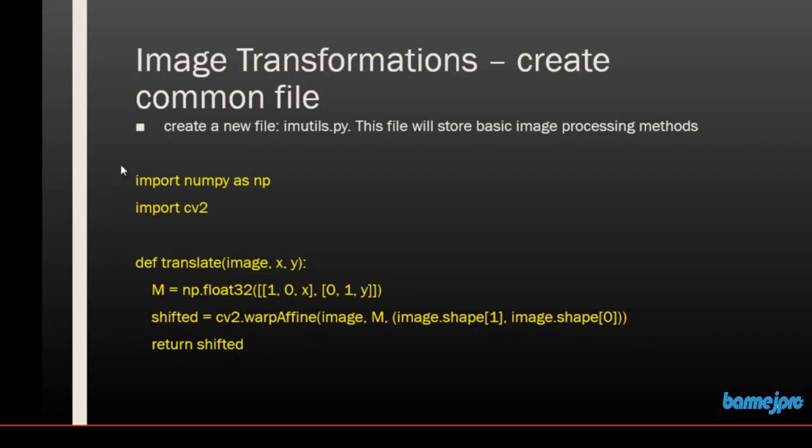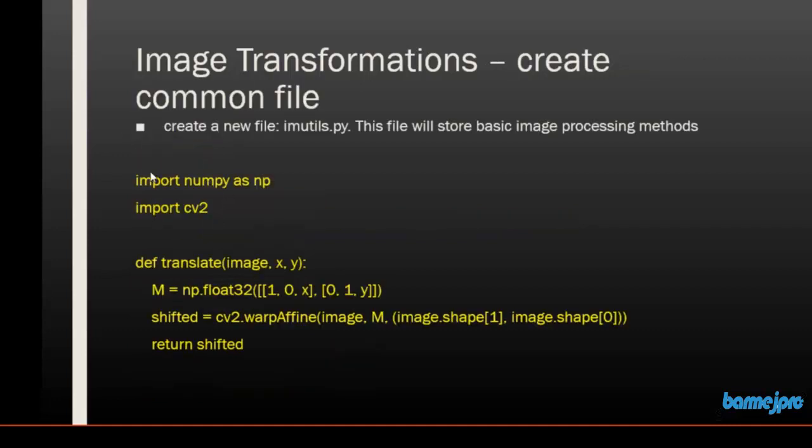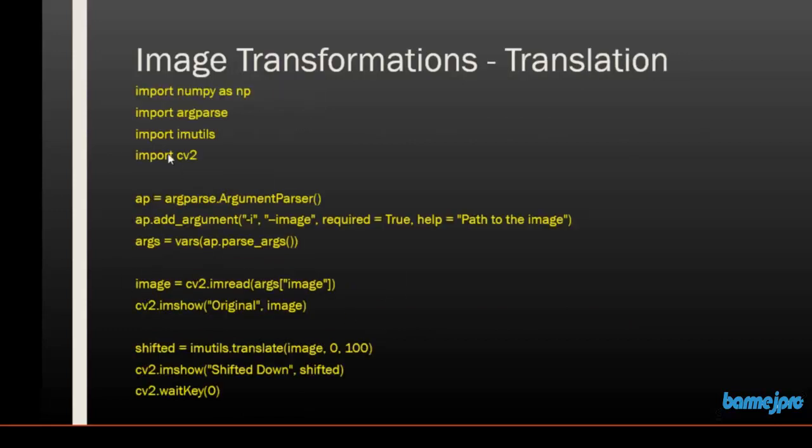The whole thing will be saved as a separate file so that we can include it in any number of files as required. Here is an example of how we do that. This is our main file. We have all the imports: numpy, argument parser, and then we are importing our imutils. This is our imutils file that is defined by ourselves, so we are including that, and we are importing OpenCV. These lines you are already familiar with.